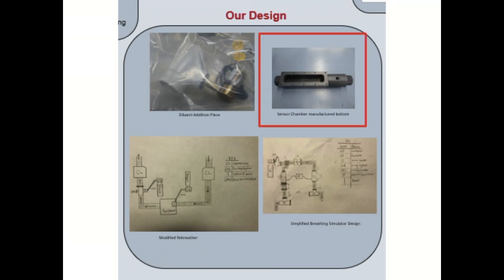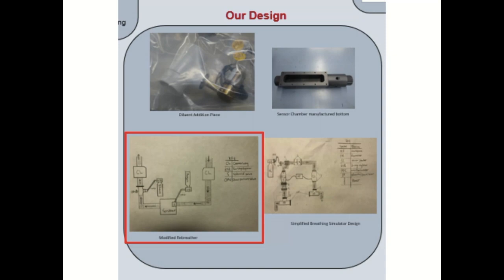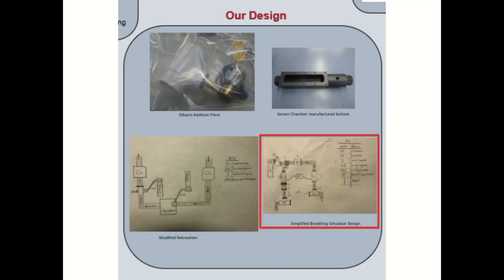This is the sensor chamber that was designed with the oxygen sensors in mind because it's big enough for the oxygen sensors to be fully immersed in the flow of air. Pictured here are the modifications done to the rebreather, allowing the team to maintain the integrity of the rebreather, but also allowing the team to control the system. Lastly, here is the design of the breathing simulator, which simulates the consumption of oxygen by adding nitrogen to lower the partial pressure of oxygen.